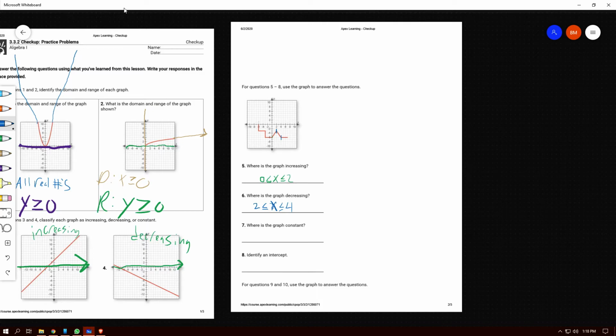Next question is, where is the graph constant? Remember, constant is that horizontal line. So I would say it's constant here, here, and here. So from -6 to -3, from -3 to 0, and from 4 to 7.